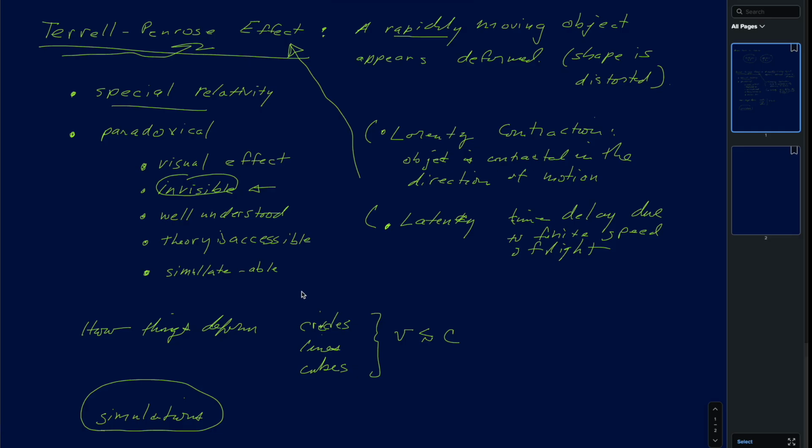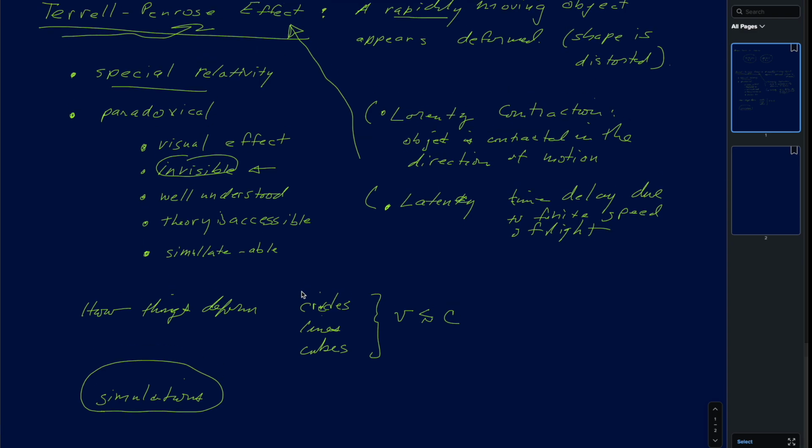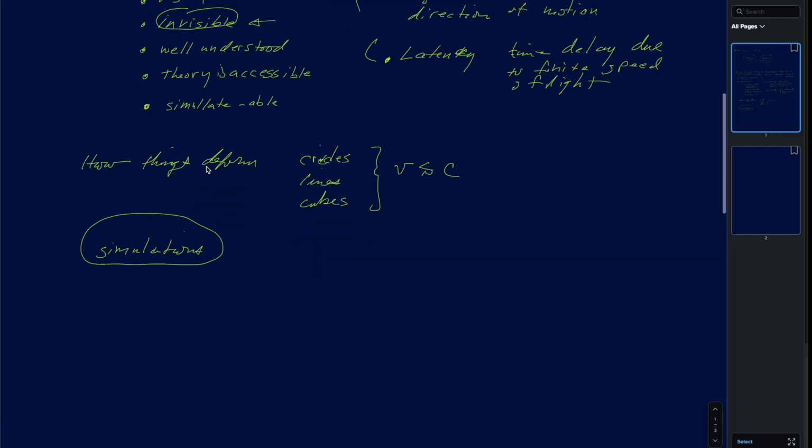Okay, so this concludes the simulations section of our talk on the Terrell-Penrose effect. Let us now go to another point. Let's return to the point having to do with the invisibility of this effect. Let's talk about why this visual effect is actually invisible. Okay? So let's talk about invisibility.